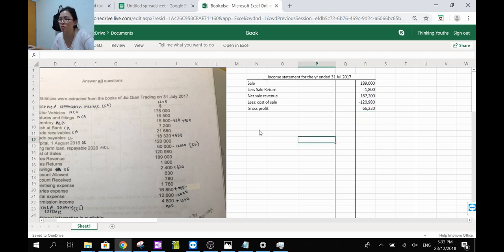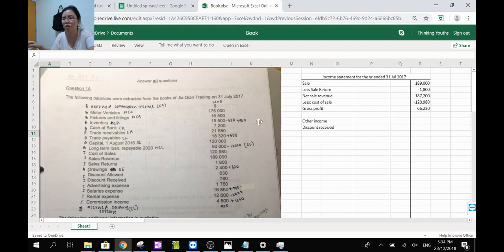The next one is other income: discount receipt, and next commission income. There are only two items under income. We put them on the left hand side and the subtotal on the right. Discount receipt is 1,980. Commission income is 4,800 plus 1,200, so you will have 6,780.